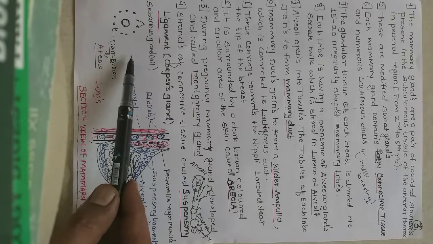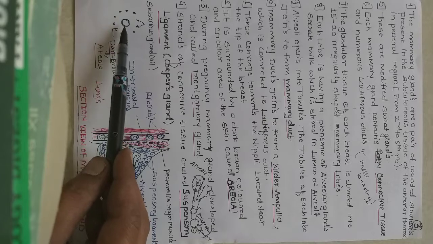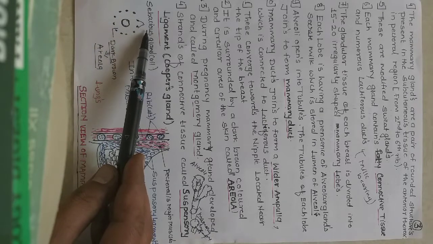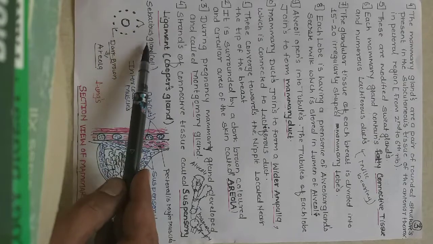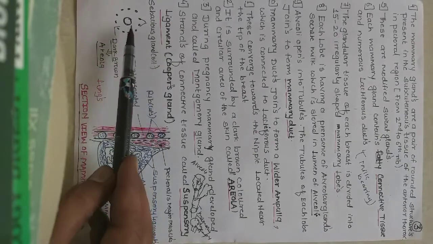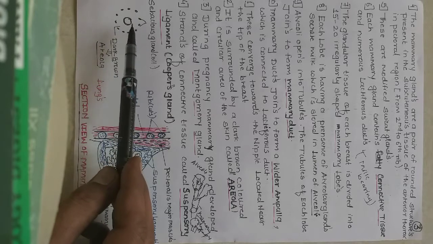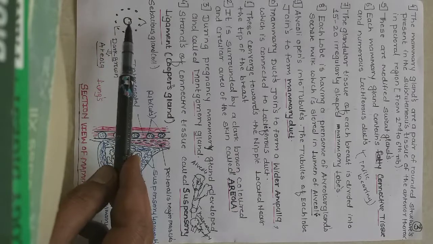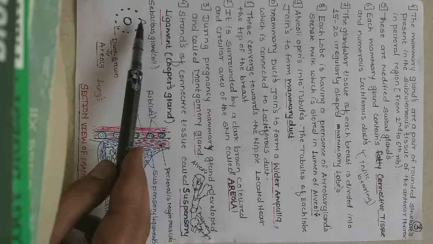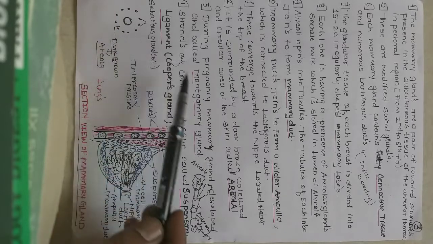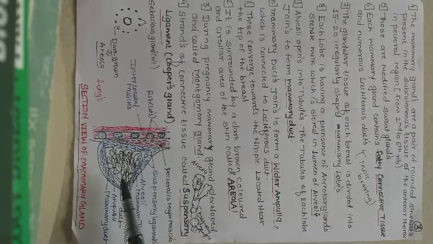In this diagram, this is the darkened nipple part, and it is surrounded by some dotted parts, which are the sebaceous glands. These sebaceous glands secrete oil that softens the nipple and prevents it from cracking. This oil is secreted by the sebaceous glands present in the dotted dark circle of the areola region of the mammary gland.